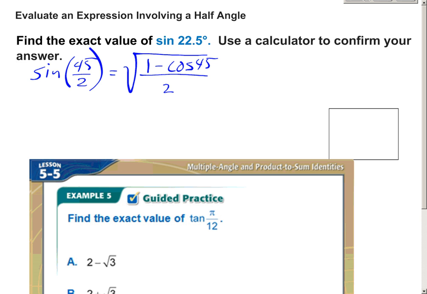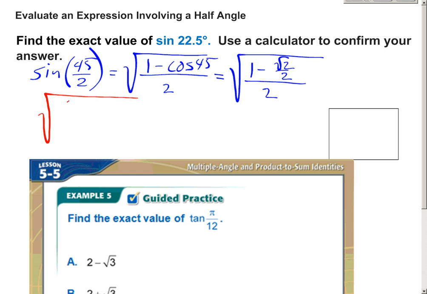And now we just want to look at that and simplify. So cosine of 45 is, of course, square root of 2 over 2. And all that's over 2. Continuing to simplify, that is the square root of 2 minus radical 2 over 2. And all of that over 2.